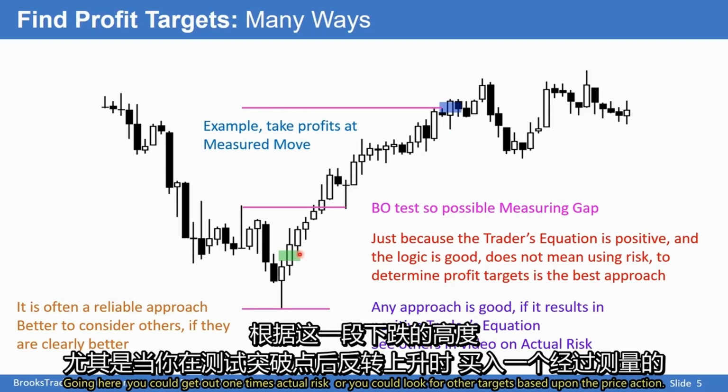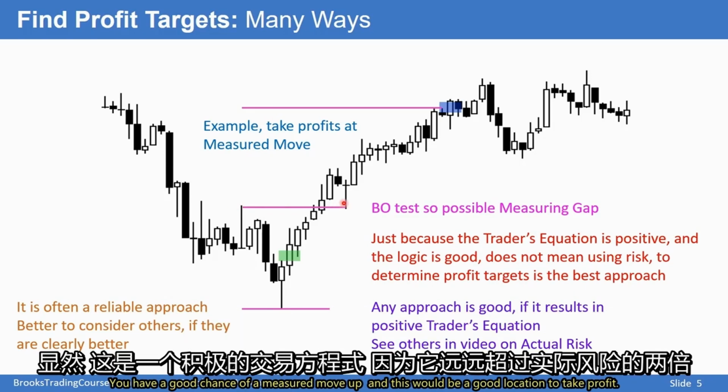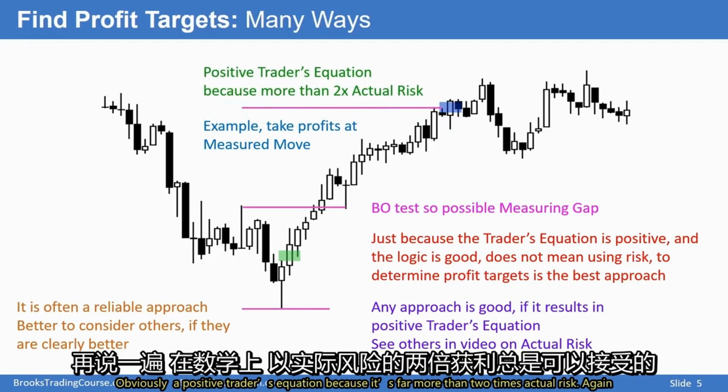So buying here, you could get out 1 times actual risk, or you could look for other targets based upon the price action, and it would be reasonable to buy a measured move up based upon the height of this leg down, especially once you have this breakout test reversing up after testing the breakout point. You have a good chance of a measured move up, and this would be a good location to take profit. Obviously, a positive trader's equation because it's far more than 2 times actual risk.